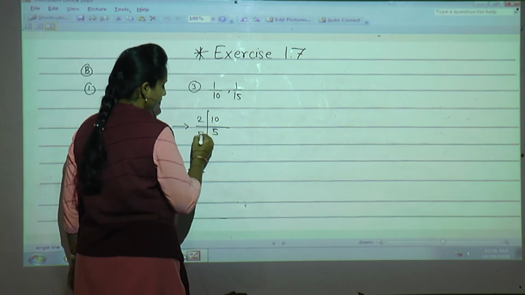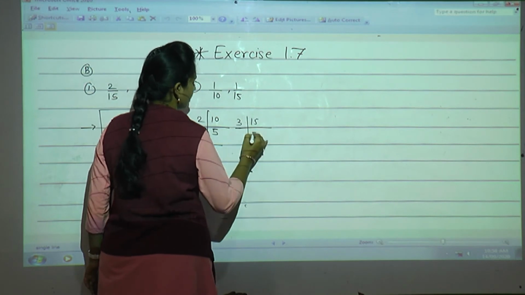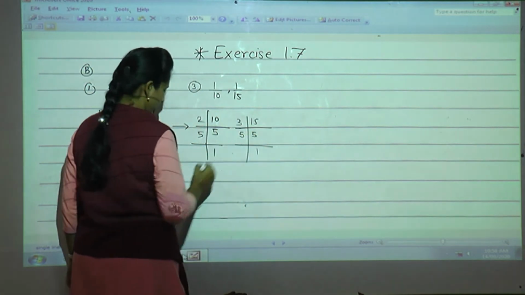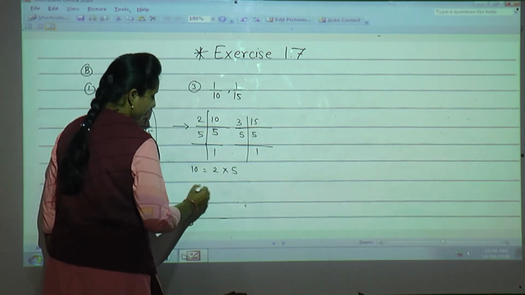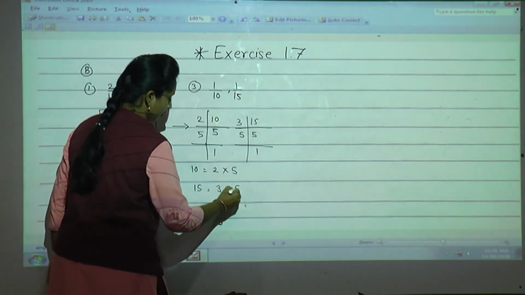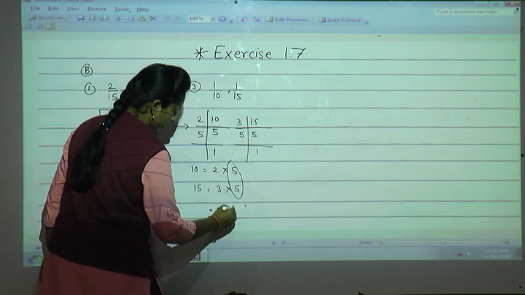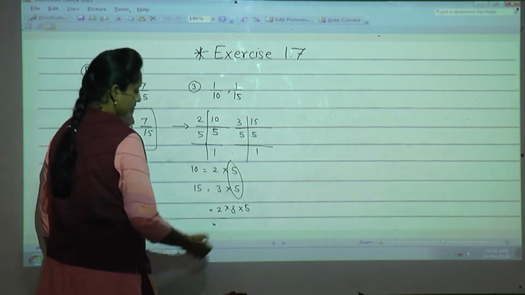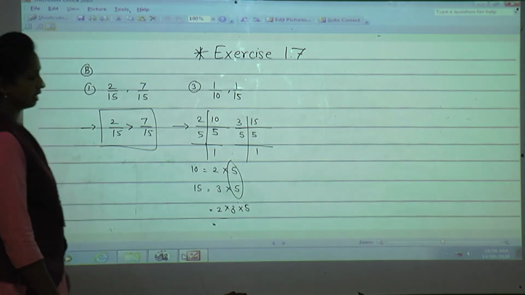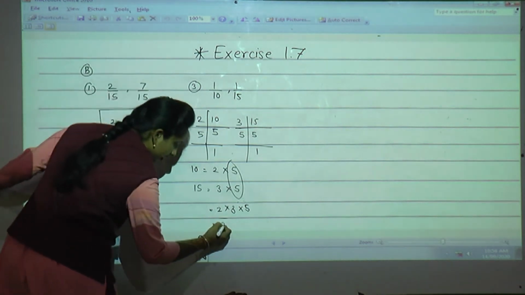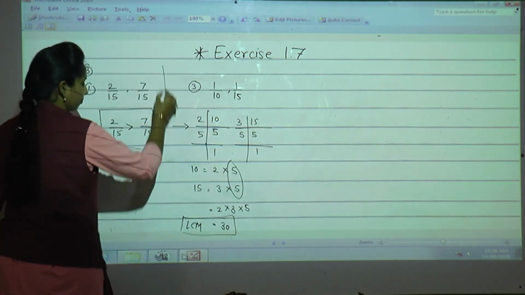2 5s are 10, 5 1s are 5. What about 15? 3 5s are 15, 5 1s are 5. Now the multiples of 10 is 2 multiplied by 5, and the multiples of 15 is 3 multiplied by 5. Now 5 is common, so we will take only once, and the remaining as it is, 2 multiplied by 3 multiplied by 5. Now what is the multiplication? 2 3s are 6. 6 5s are, yes, 30, isn't it? So right here 30. What is the LCM? LCM is 30, isn't it?